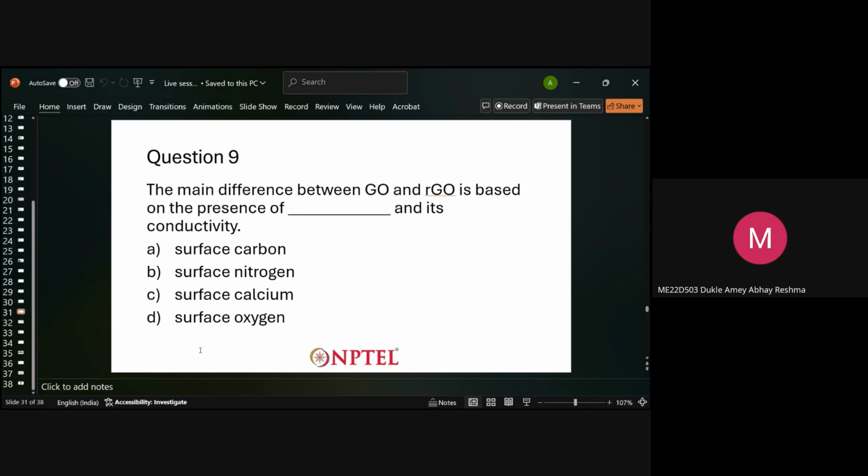We'll move to the next question. The main difference between graphene oxide and reduced graphene oxide is based on the presence of dash and its conductivity. Surface carbon, surface nitrogen, surface calcium, surface oxygen.